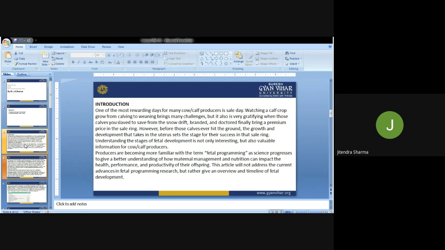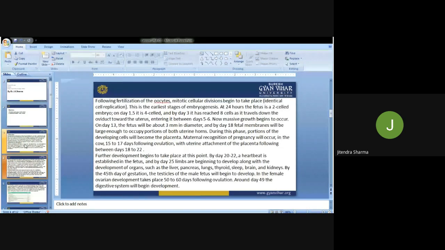Following fertilization of the oocyte, mitotic cellular division begins to take place, which is identical cell replication. This is the earliest stage of embryogenesis. At 24 hours, it is a two-celled embryo. On day 1.5, it is four-celled, and on day 3, it has reached 8 cells. It travels from the oviduct towards the uterus, entering it between 4 to 5 days.